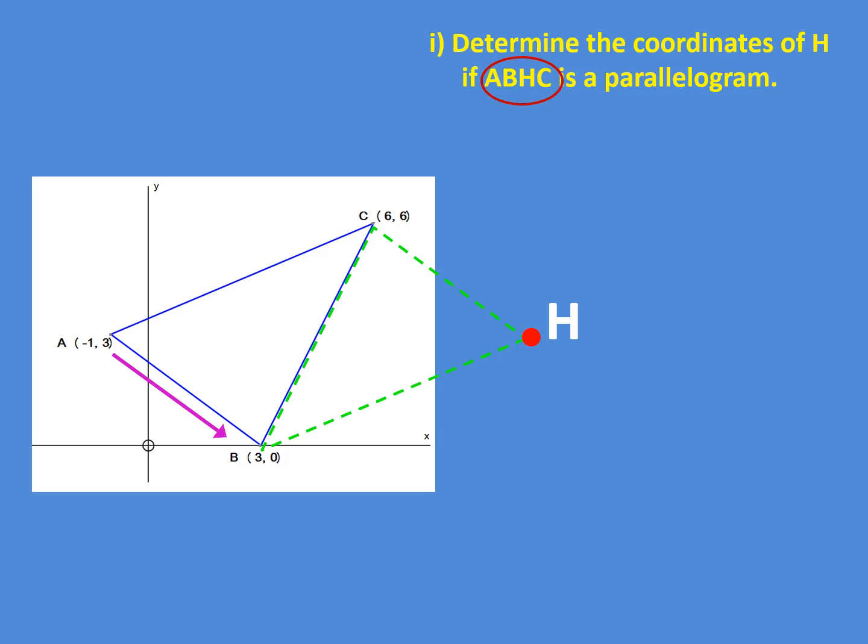So ask yourself the question, how do I get from minus 1 to 3? Well, in this case, I'm going to add 4. So I will do that on the other side as well. So how do I get from C to H? I must also add 4. So 6 plus 4 is 10. Then if we look at the y values, how do I get from 3 to 0? I have to subtract 3. So I do exactly the same on the other side. So 6 minus 3 gives me 3. So the coordinates of H will be 10 and 3.